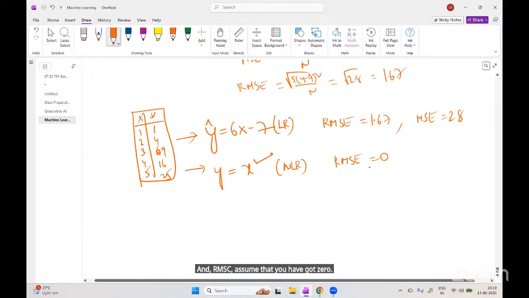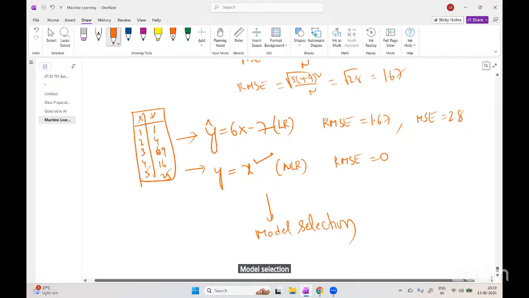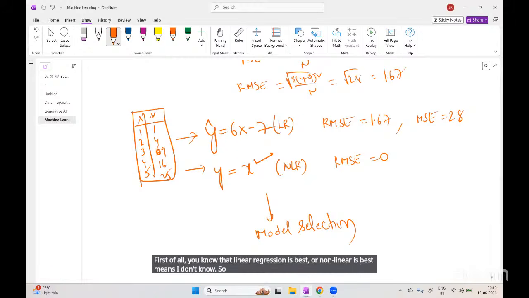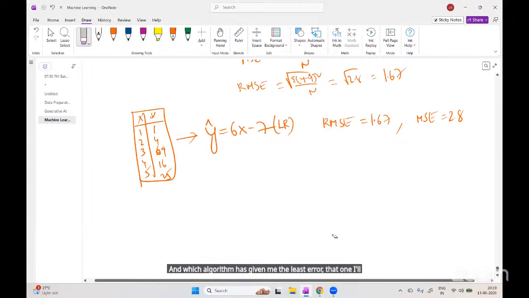Now, which one is best, linear or non-linear? This we call model selection. First we applied the linear regression model, later we applied the non-linear regression model, and finally we selected the one with the least error. That concept is called model selection. At first I don't know whether linear regression or non-linear is best, so I'll apply every algorithm in sequential order, one by one, and the algorithm that has given me the least error, I'll select later.